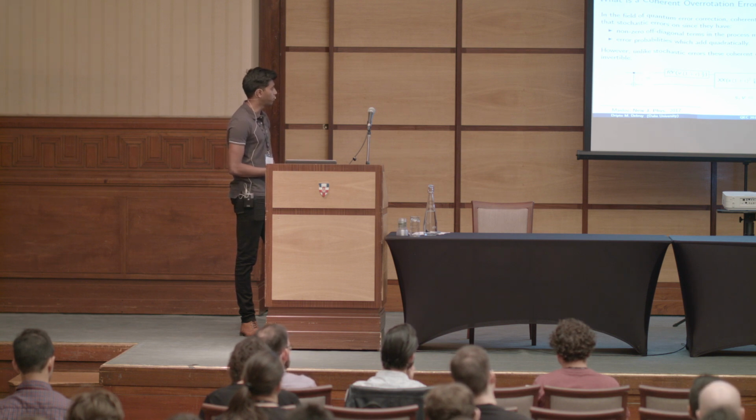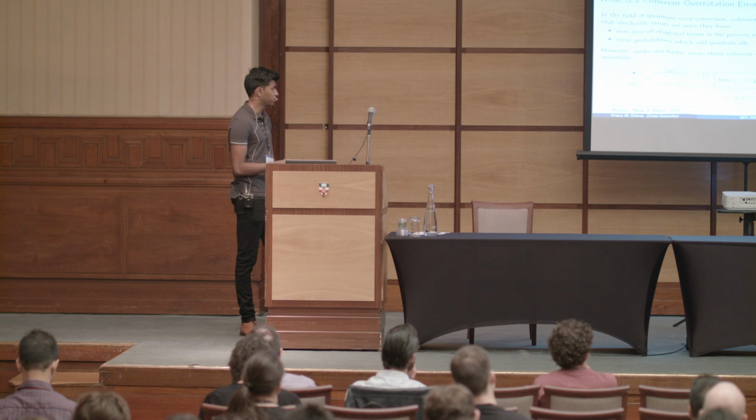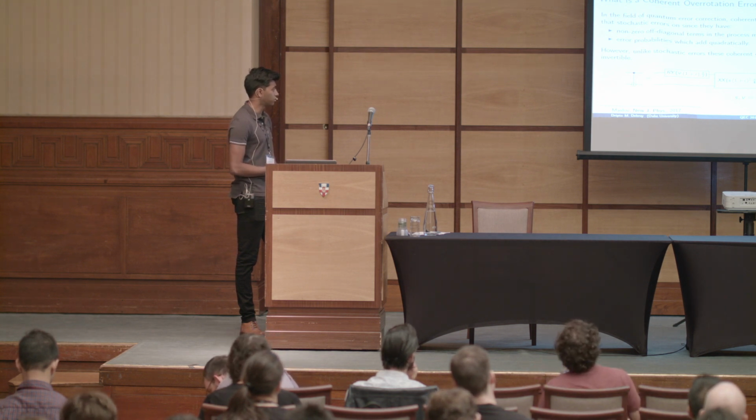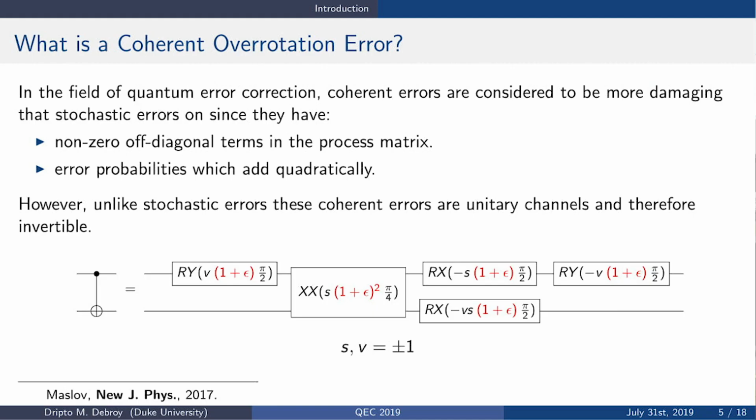And then in red I've put in the over rotations that occur from a 1 plus epsilon intensity excess on your laser. So if your laser is epsilon% too strong, then you will have a 1 plus epsilon factor on all of your single qubit gates and a 1 plus epsilon squared on your 2 qubit gates. And here, these S and V parameters are arbitrary plus or minus 1s, and any of the 4 choices of S and V gives you a valid control knot up to global phase.